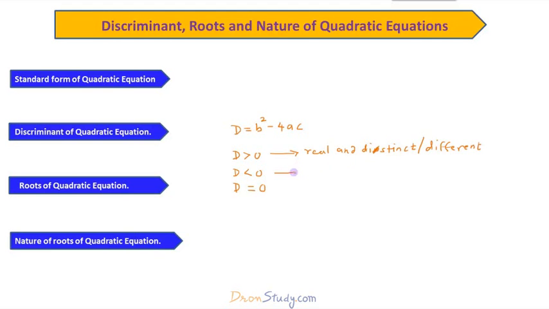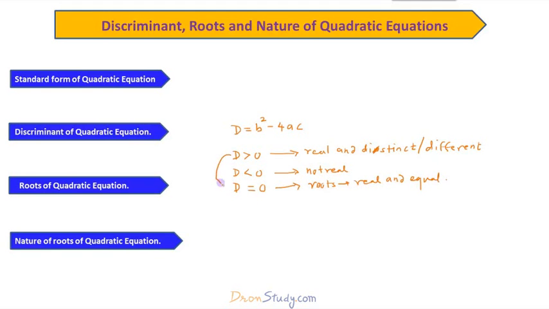So if D is greater than 0, the roots will be real and distinct, and if D is less than 0, then the roots will not be real, and if D is equal to 0, then the roots will be real and equal. So these three things you have to remember.